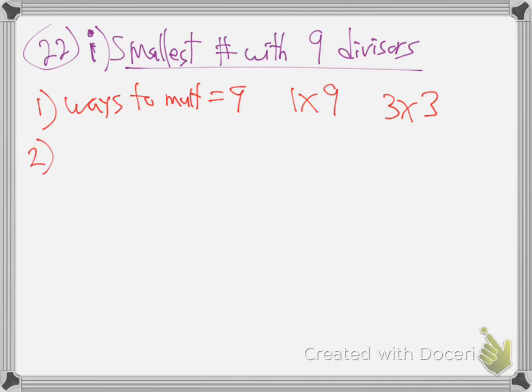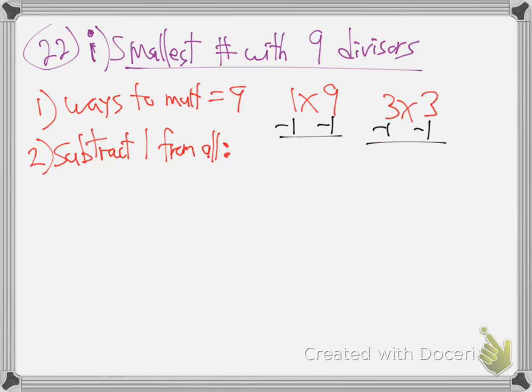Step 2, subtract 1, right? Subtract 1 from all. Zero by 8, 2 by 2. Making sense?